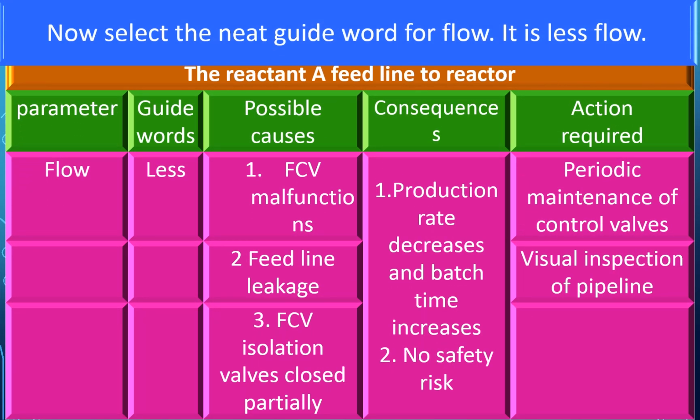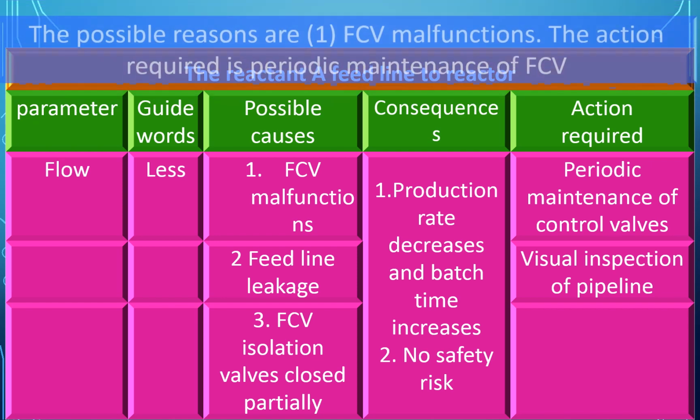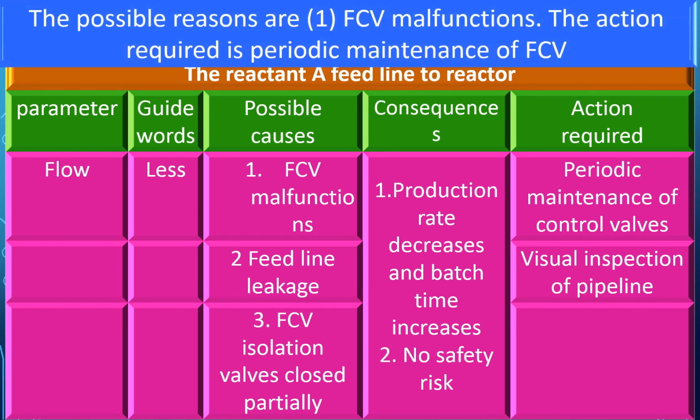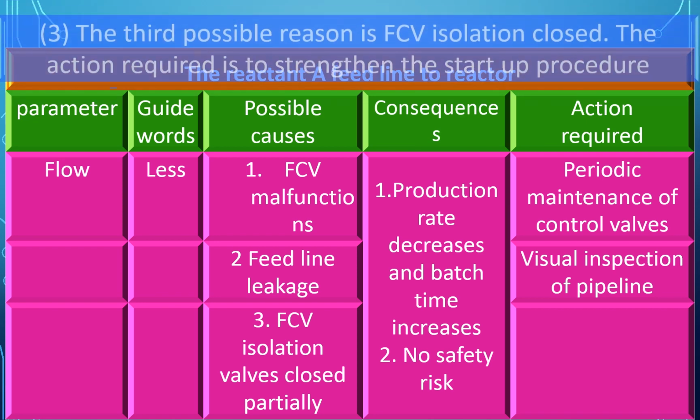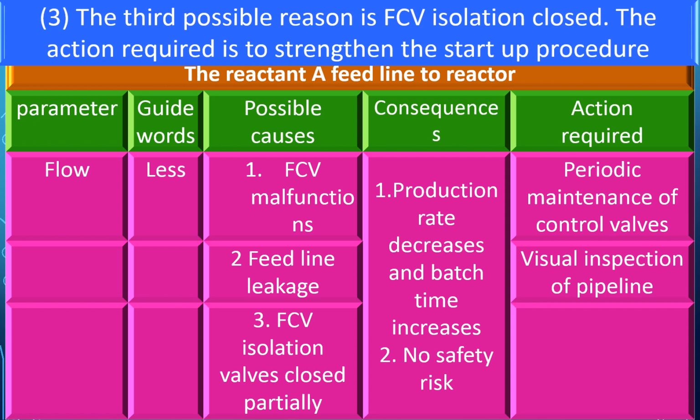Now select the next guide word for flow. It is less flow. The possible reasons are 1. FCV malfunctions. The action required is periodic maintenance of FCV. 2. The second possible reason is the feed line leakage. The action required is visual inspection of pipeline. 3. The third possible reason is FCV isolation closed. The action required is to strengthen the startup procedure.